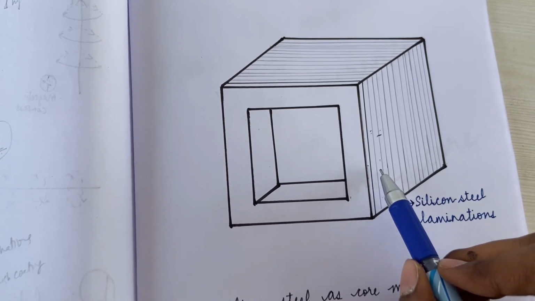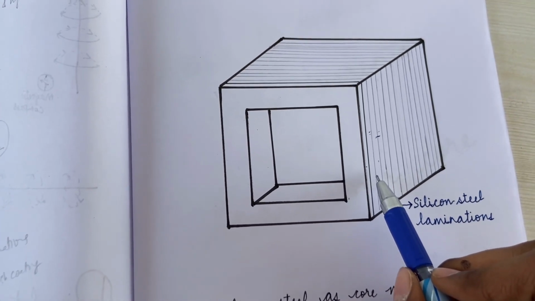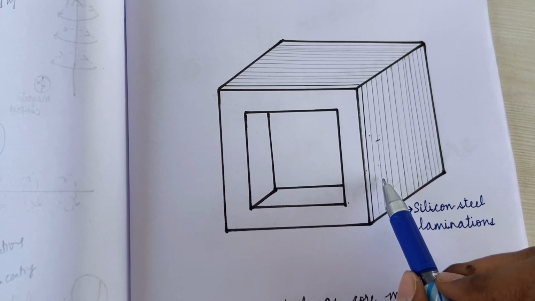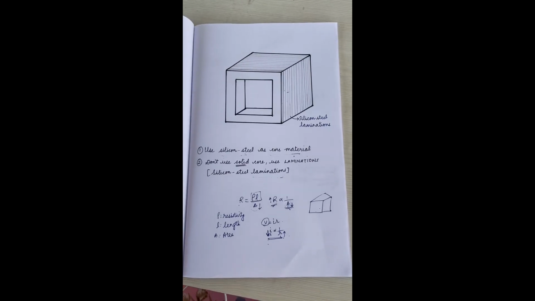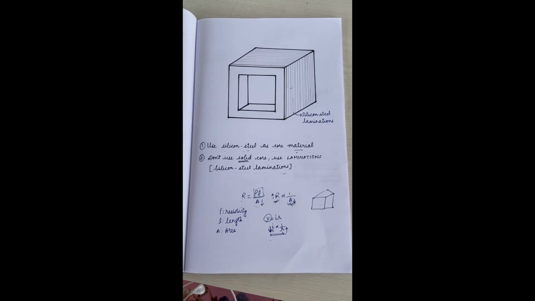So they also can be kept between these two laminations. So this is the overall summary of how to reduce the eddy current losses. Thank you.